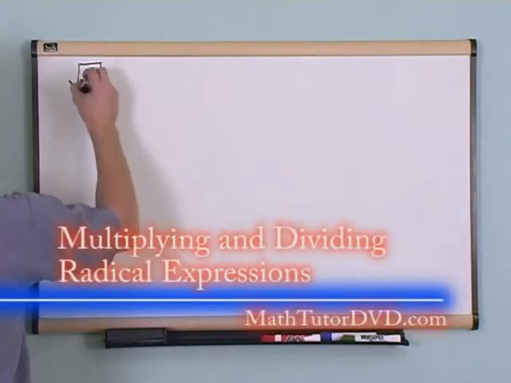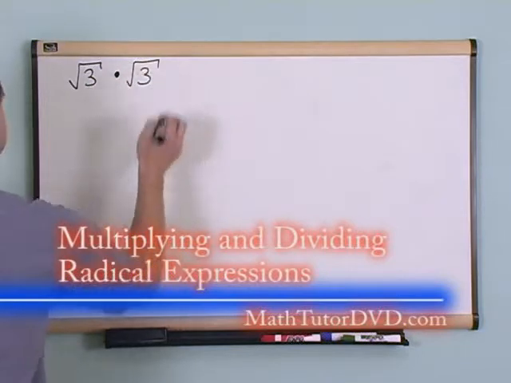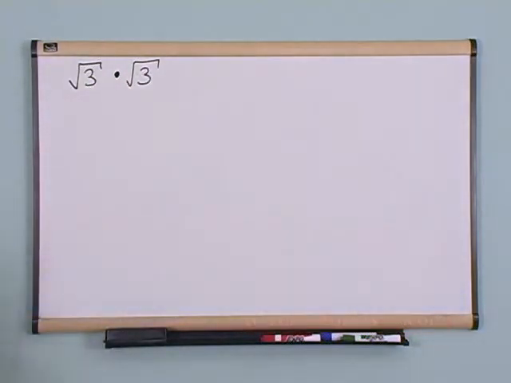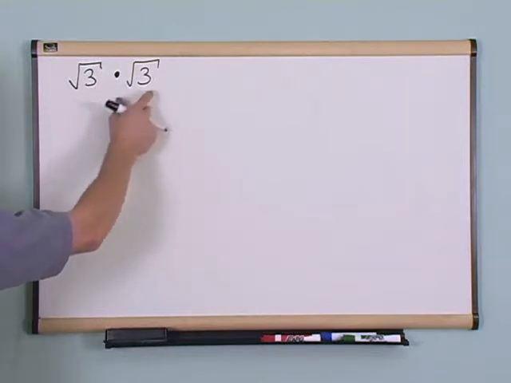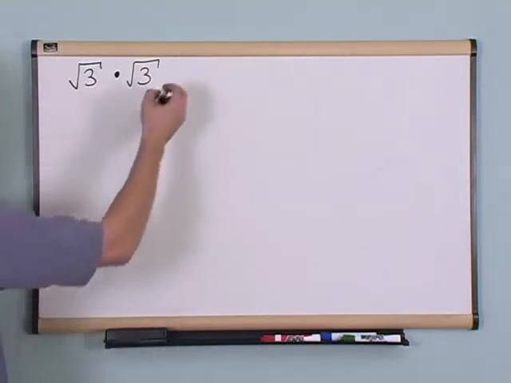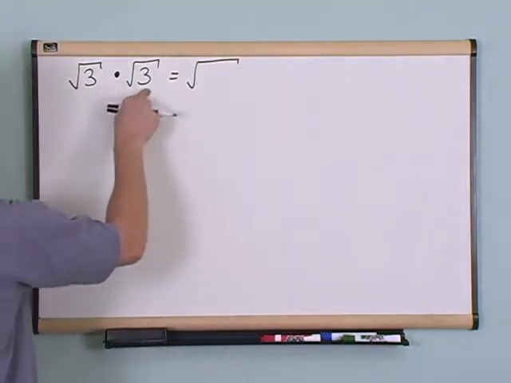Let's say you have the square root of 3 times the square root of 3. I'm going to teach you the most basic principle of multiplying and dividing radicals that I can really teach you, and that is this right here. When you have a radical, like a square root or a cube root or something, and you're multiplying it by another radical, all you do is you write another radical sign down and you multiply the insides.